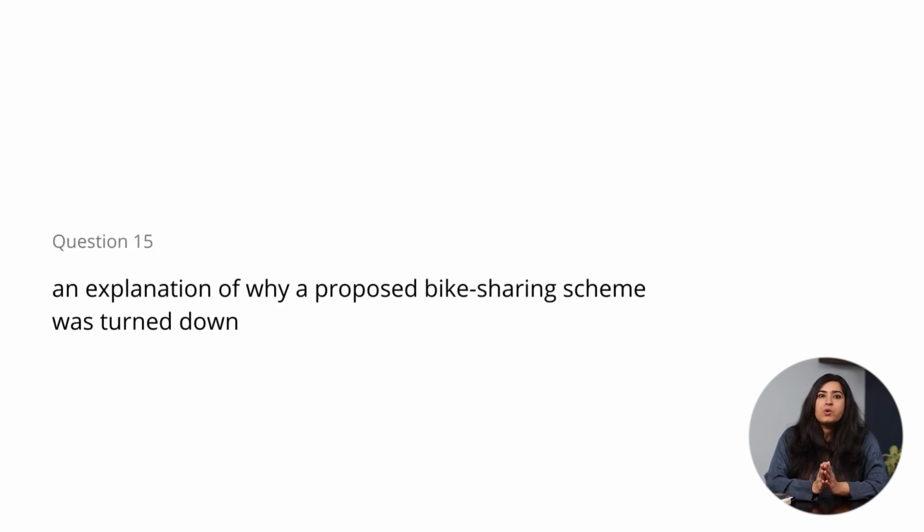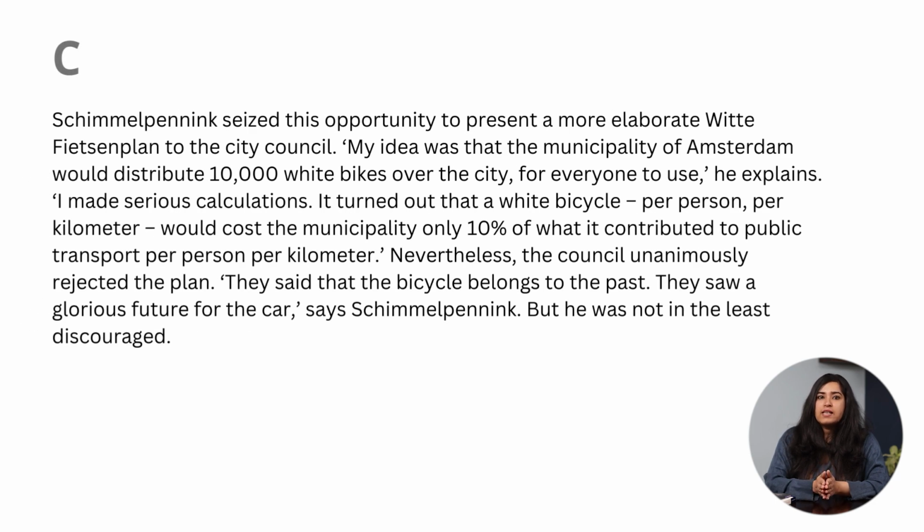Number 15, which is an explanation of why a proposed bike sharing scheme was turned down. Now in paragraph C, lines 6 to 7, nevertheless, the council unanimously rejected the plan. They said that the bicycle belongs to the past. They saw a glorious future for the car. Point to note, rejected equals was turned down, so the answer is C.